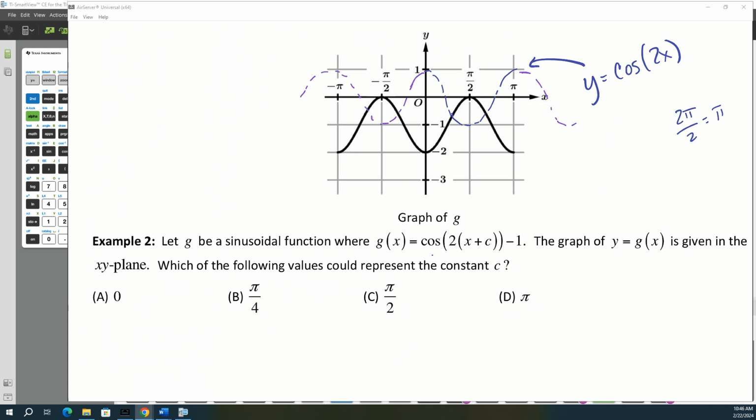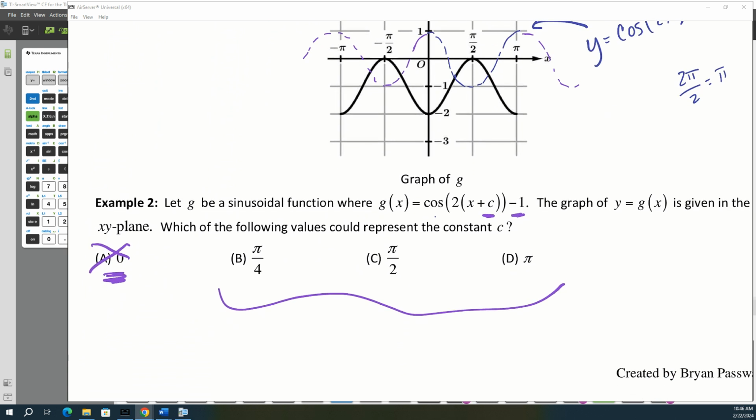All right, so what we know is that it's shifted down 1, which you can see obviously. We're trying to figure out the value of C that is going to match it up. The dotted one would match up with the solid one. Is there any way it's 0 where it's not shifted at all? No. So forget about that one. All of these are positive values that you would put in for C. What direction is that going to make it shift, left or right? Left. These are all left shifts.